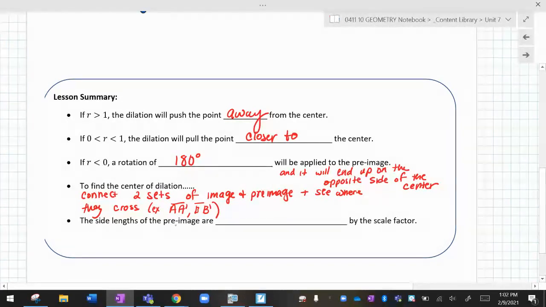And the side lengths of the pre-image are multiplied by the scale factor. What do I do to the side lengths of the pre-image? I multiply them by the scale factor. And you know what? I want to put down here scale factor. If you don't know what it is, new divided by old will get you the scale factor.